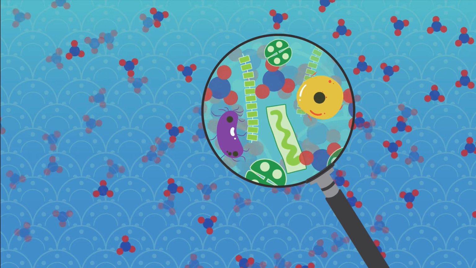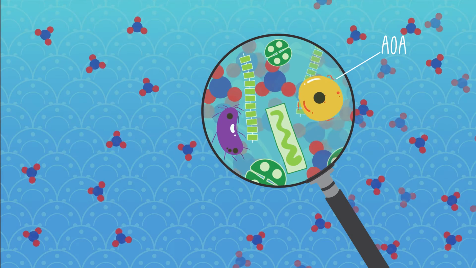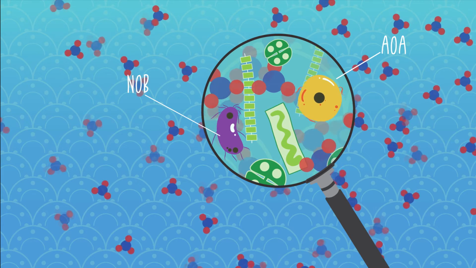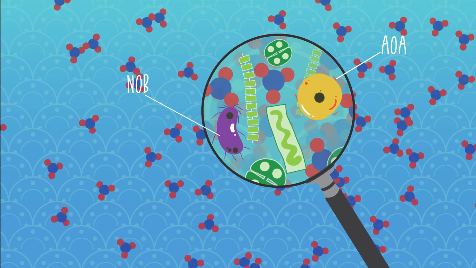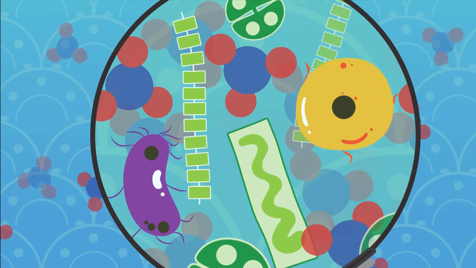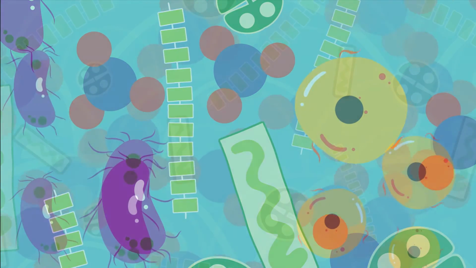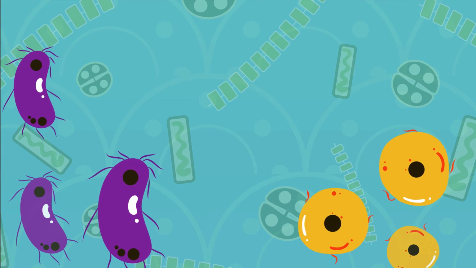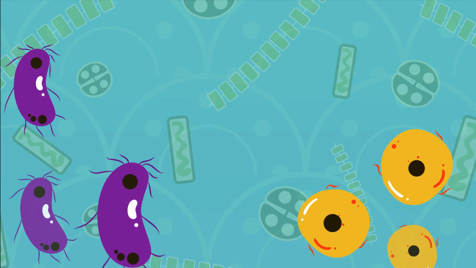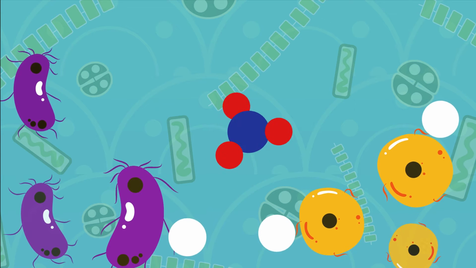Although small in size, certain microbes like ammonia oxidizing archaea, or AOA, and nitrite oxidizing bacteria, or NOB, are responsible for the nitrification cycle, which is the crux of the aquaponics system. Nitrification is the two-step conversion of ammonia to nitrate that releases energy to the microbes in the process. When ammonia enters the filter, the AOA convert ammonia into nitrite.